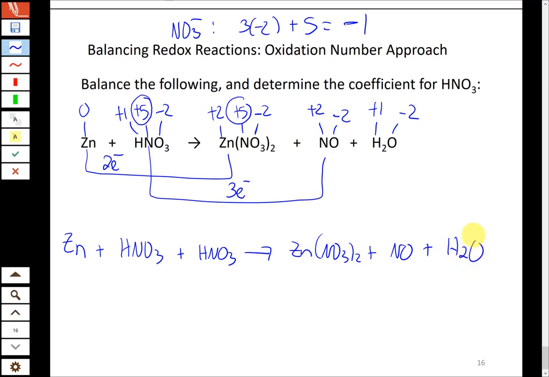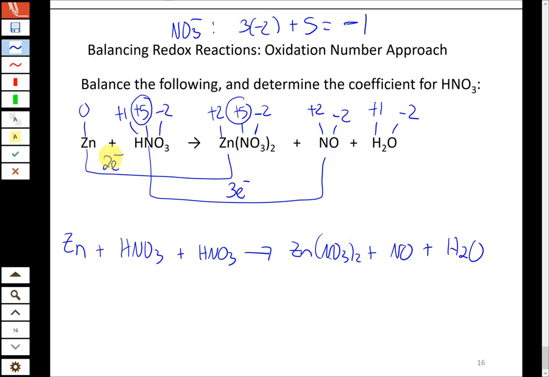And so then what I'm going to do is part of this I'm going to balance at first using the number of electrons. The other part of it I'm going to balance at the end to make sure I have the correct number of nitrogen atoms total, because there's going to be some of that that's not changing its oxidation number. So we always have to start by balancing the number of electrons. That's always going to be the first step.